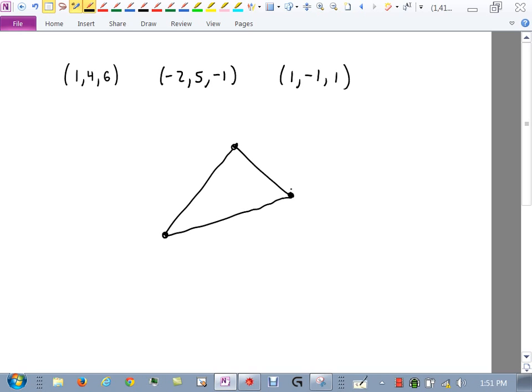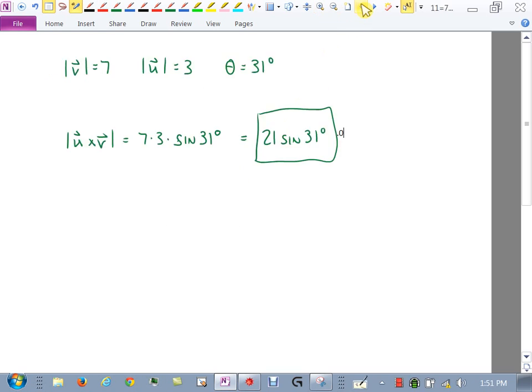Now, the classic formula for area is 1/2 base times height. But you've got to be able to determine the height, right? And the height of this triangle is something like this, and that's going to be difficult to get. However, the vectors we had drawn, let me make sure I get this right.